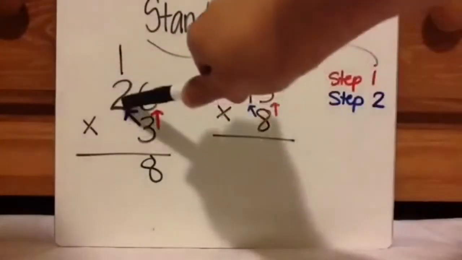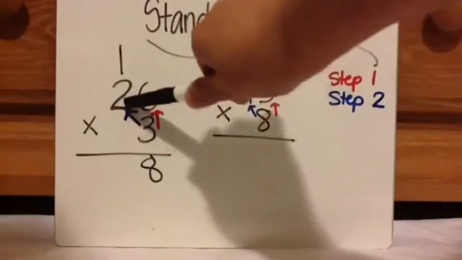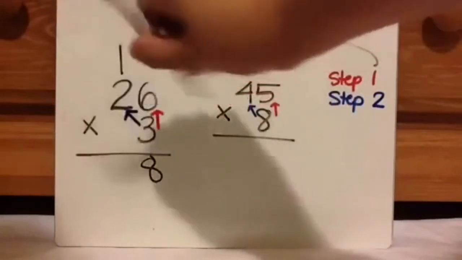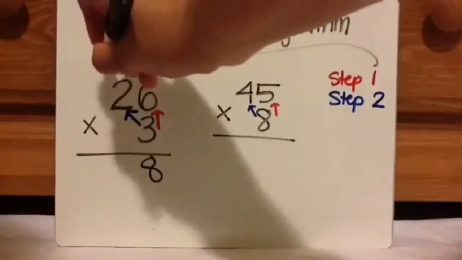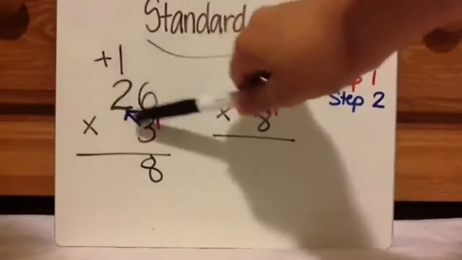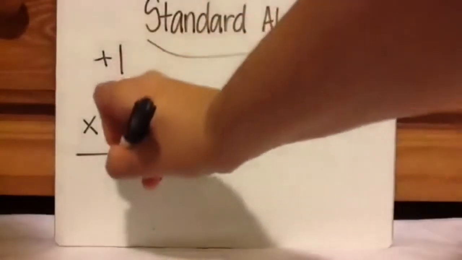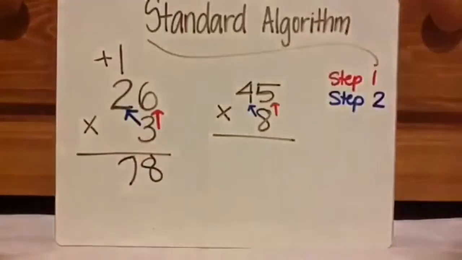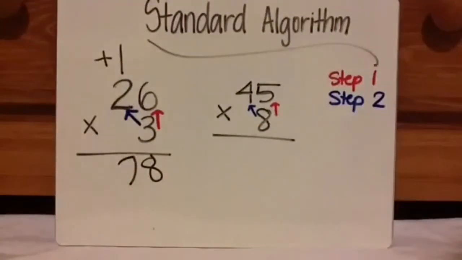You would do 3 times 2. So 3 times 2 is 6. And then you add anything that was carried. So 3 times 2 is 6 plus 1 is 7. So 26 times 3 is 78. Let's look at another example.